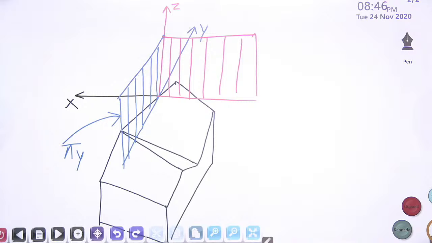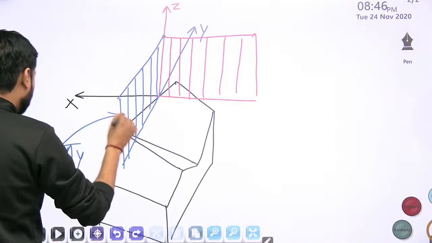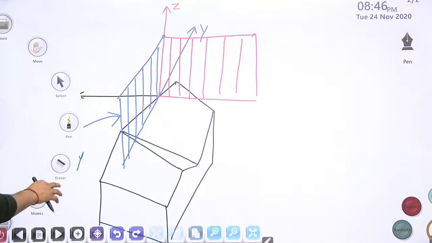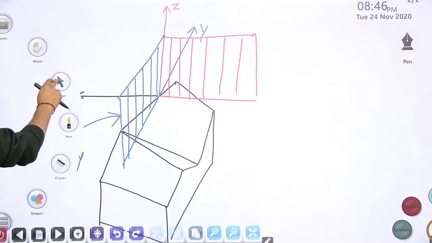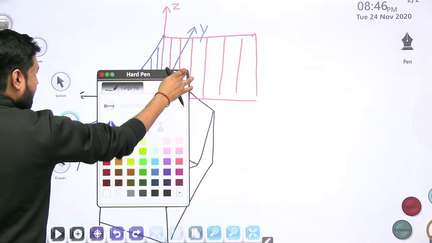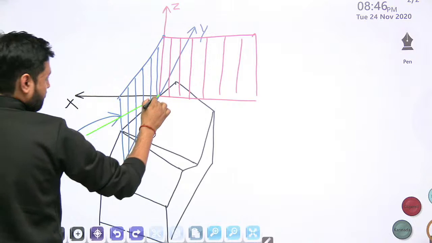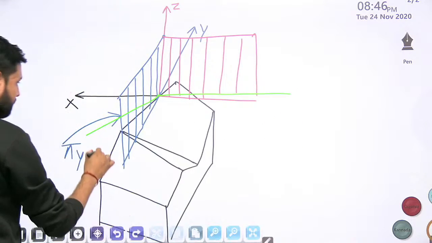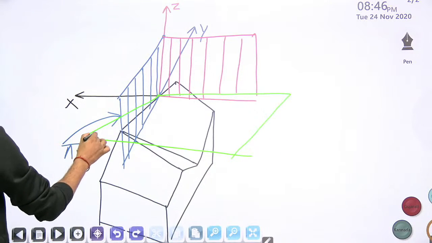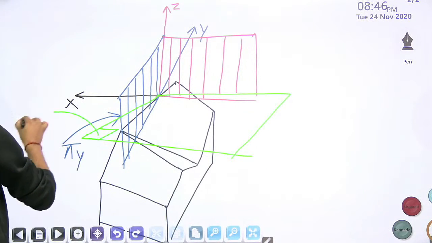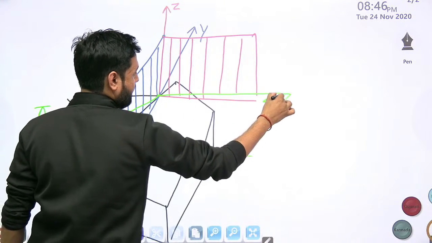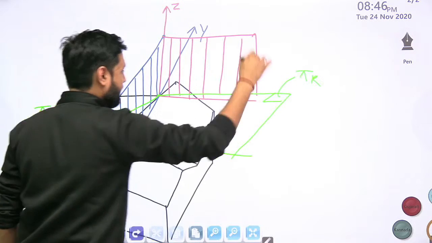Great, dear. And now we have the reference plane here as well. Where is the reference plane? Let me show you the color. That reference plane is here. This is another plane we have. What plane is that? This plane is the reference plane.